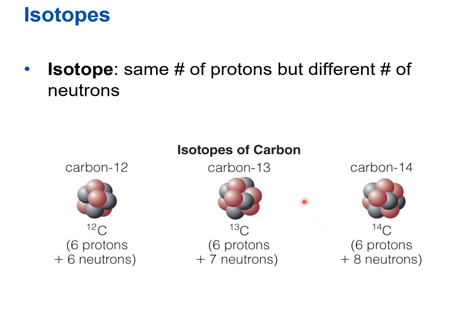The other isotope is carbon-13. So this means 6 protons plus 7 neutrons. And then a heavier isotope of carbon is carbon-14. So 6 protons plus 8 neutrons.